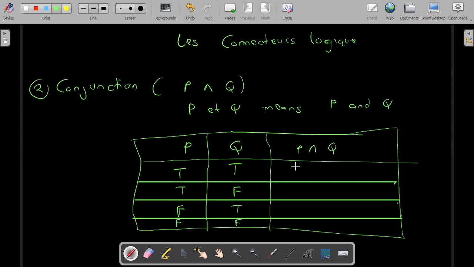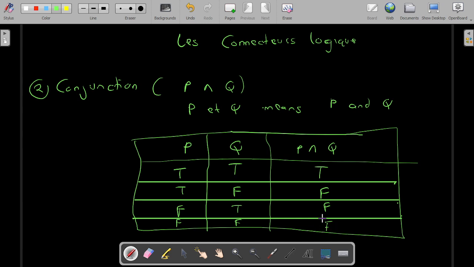So the proposition P and Q is going to be true if and only if both P and Q are true. So it is going to be false in all the other cases. So this is going to be false, false, and false.